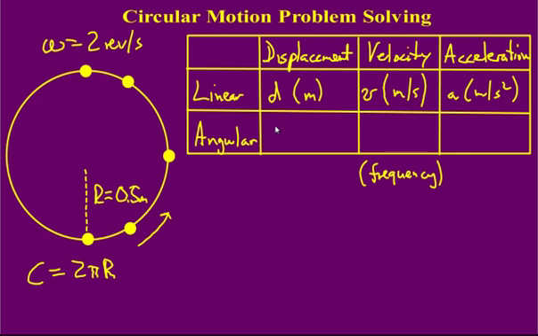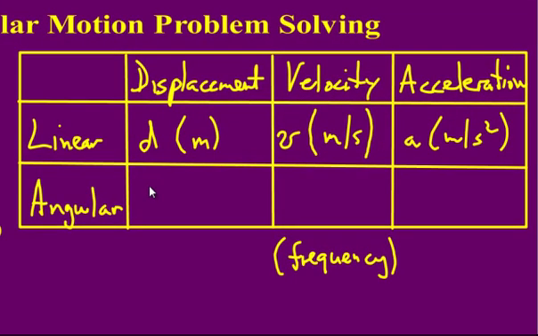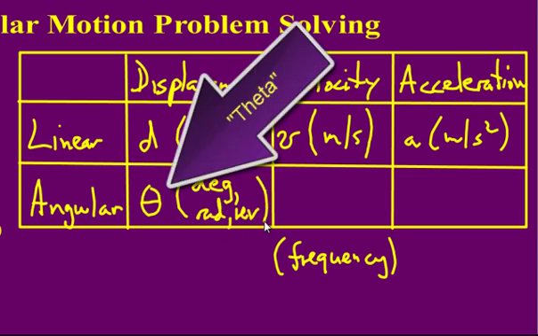You are familiar already with the linear quantities, displacement, velocity, and acceleration, and I've put the common units for those in parentheses. Let's look at their angular equivalents. I could measure the distance around the circle that the stopper travels, or I could measure that distance in degrees, or radians, or even revolutions. Those are all angular displacements.